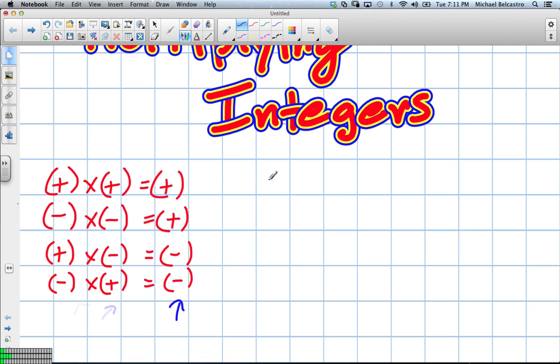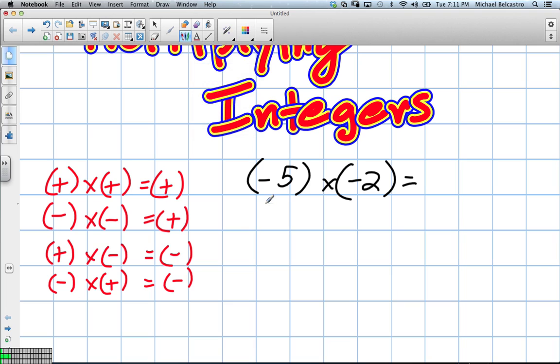For instance, let's say we had negative 5 multiplied by negative 2. Before we even operate with the numbers, what is a negative times a negative going to give us? A positive. That's right. Negative times a negative is a positive, so I already know my answer is going to be a positive value. Now we can focus on the terms.